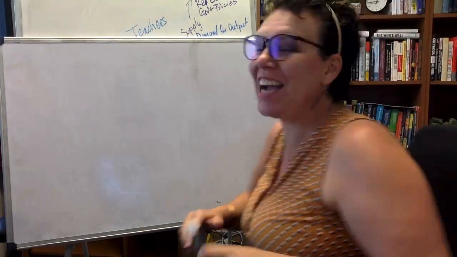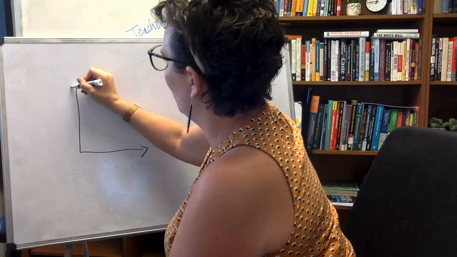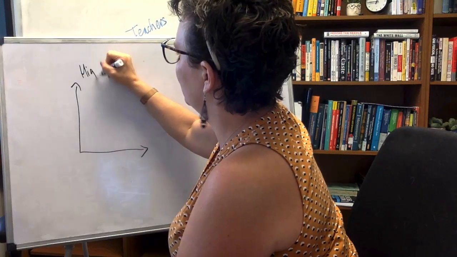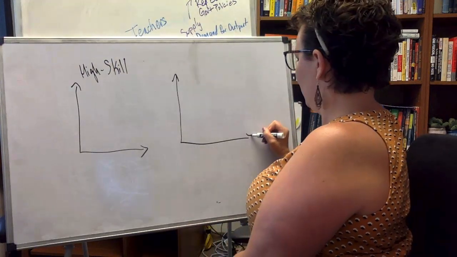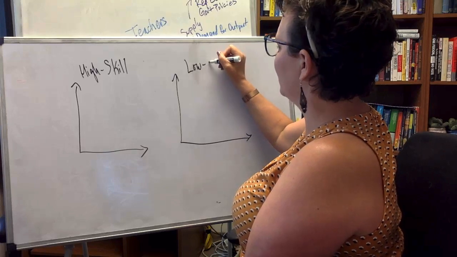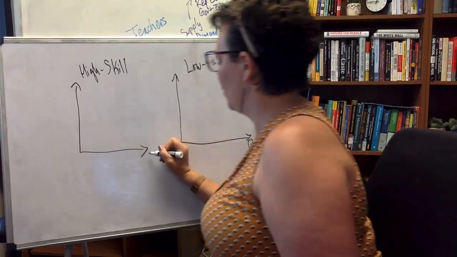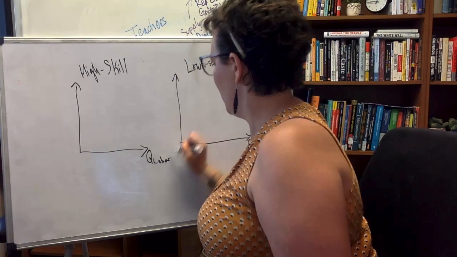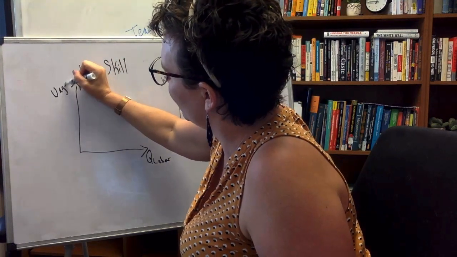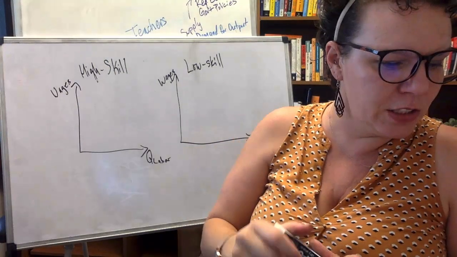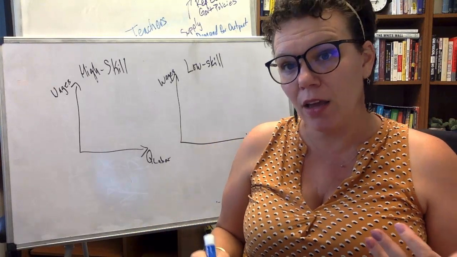Okay, so now we're going to have two labor markets. We're going to have the market for highly skilled workers and the market for low skilled workers or less skilled workers. And we're going to have the quantity of labor down here on both sides, and we're going to have their wages up here on both sides.